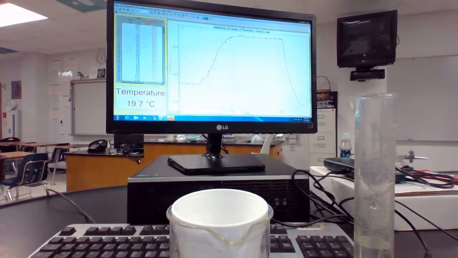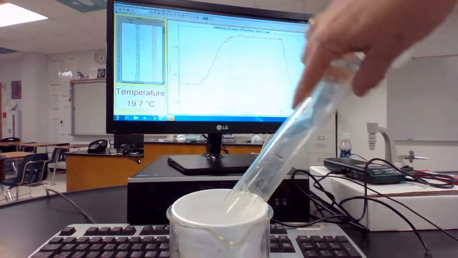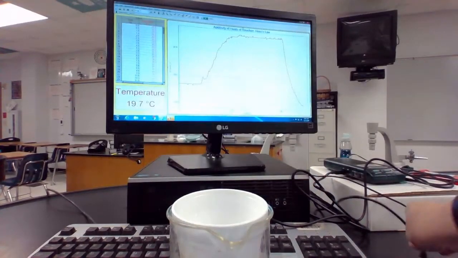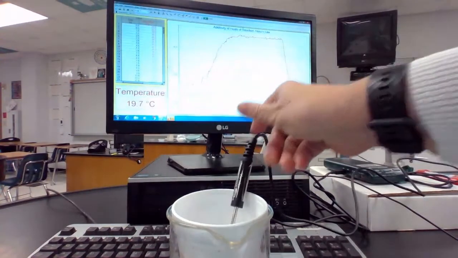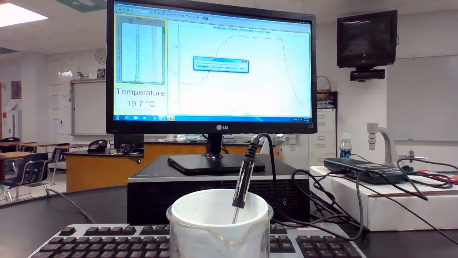Okay, so this is going to be our second reaction then. I've cleaned everything up. I'm going to go ahead and pour in my 50 milliliters of 1 molar hydrochloric acid. So there is my 50 milliliters of 1 molar hydrochloric acid, and I'm going to go ahead and start taking that temperature. I'm going to click collect, and this time I am not going to append to latest. I'm just going to store latest run.